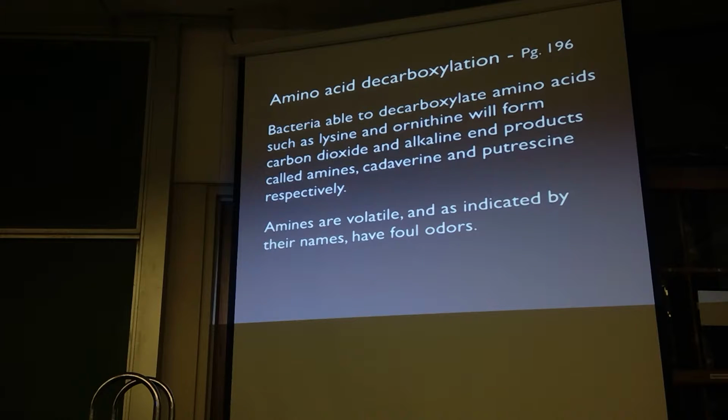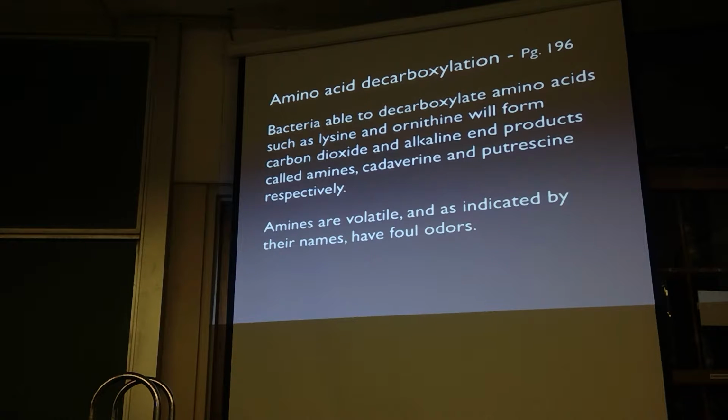The next test most of you should have done was the amino acid decarboxylation. This is described on page 196. There are two amino acids that bacteria can decarboxylate fairly readily. One is lysine and the other is ornithine. For this laboratory, the only medium that the lab techs prepare is lysine, but the two would work the same way. So we're looking at lysine decarboxylation.